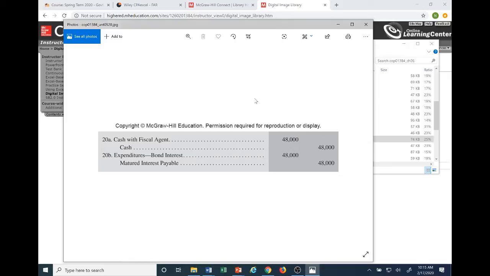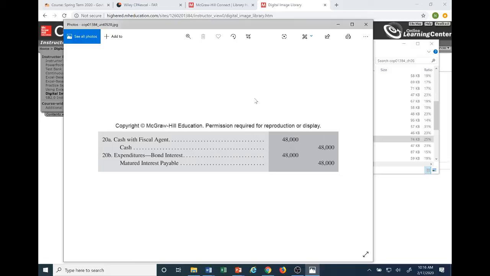So expenditures, bond interest, right? Because that's what's becoming due. And then matured interest payable, 48,000. So now we've set up a liability, because it's due within this fund. That's why we recorded that expenditure, bond interest, because it's due now.